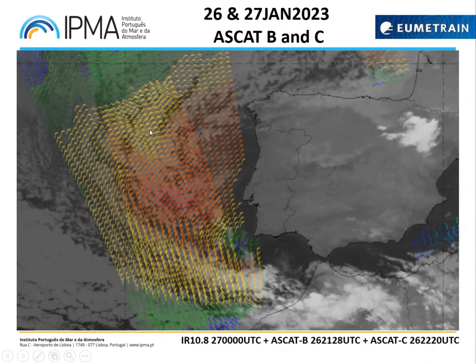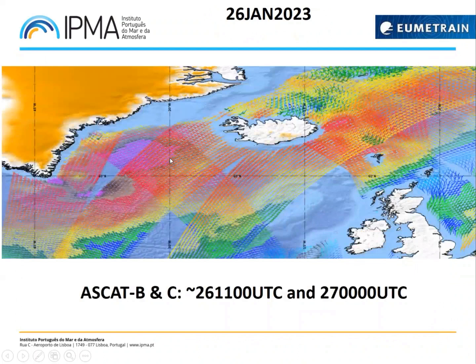Of course, this is from ASCAT B and C from the METOP satellite. And also in this area, we have several passes from ASCAT B and C from yesterday afternoon. You can see there are some large areas of high winds, and these are generating high seas and high waves. It's another area to monitor in the next hours and days, because the deep lows will continue in the next few days.